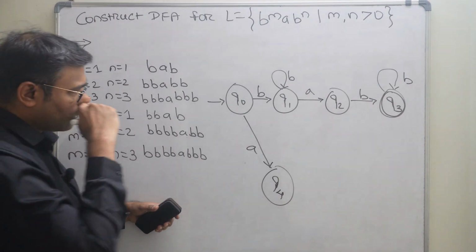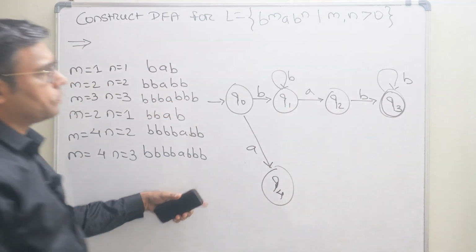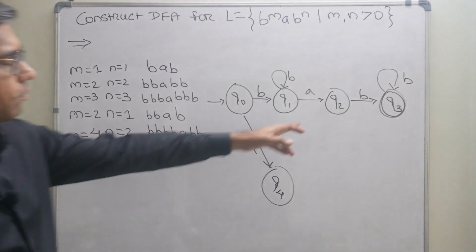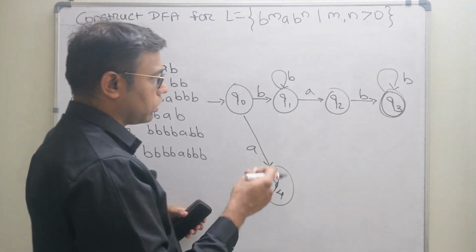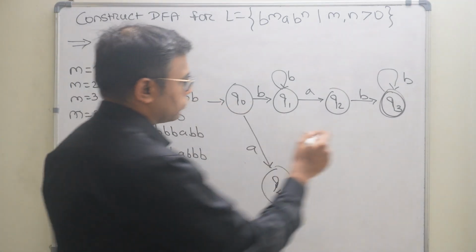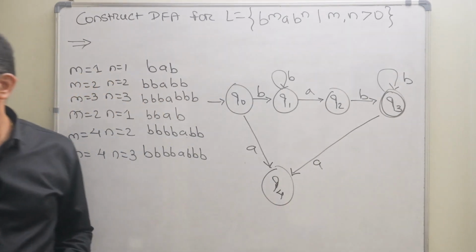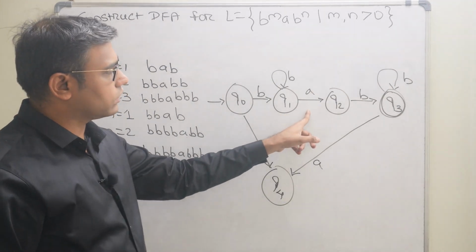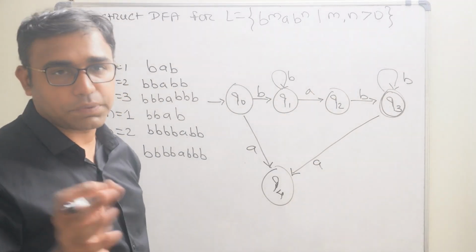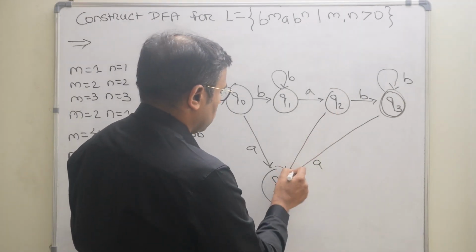Okay. Now, if you take here the example, the string should not end with a. If it ends with a, we can write down this thing. Then after a, there should not be another a, because there is only a single a. So we can write a here.